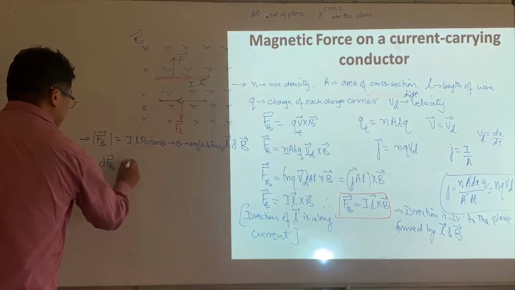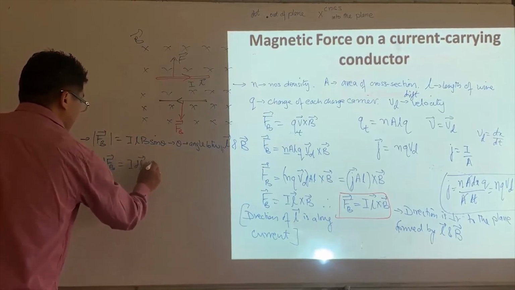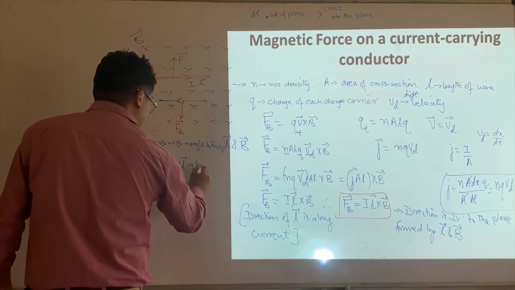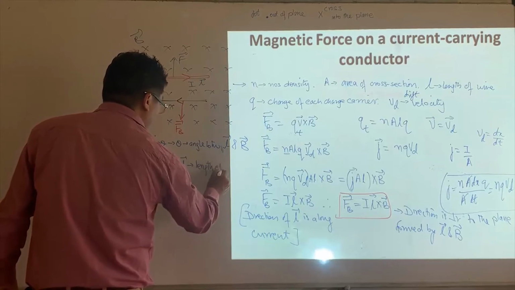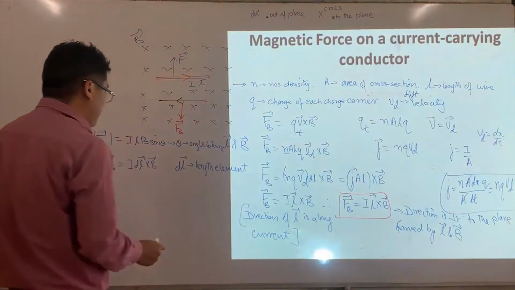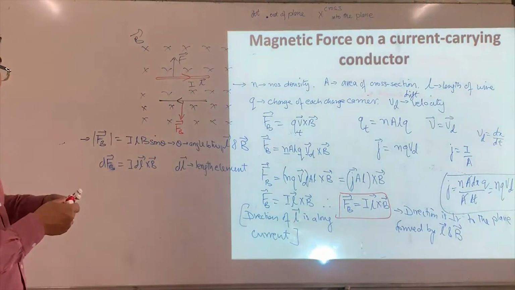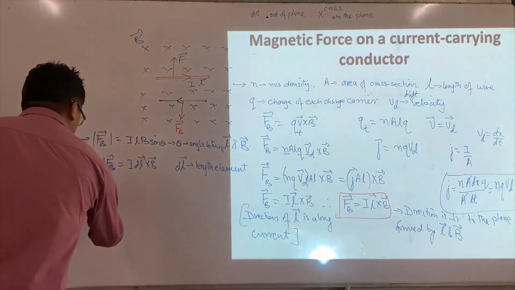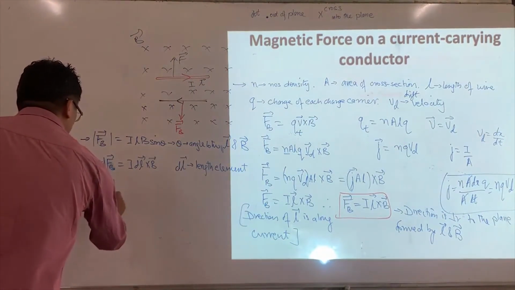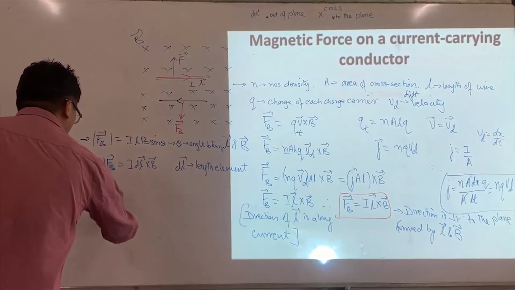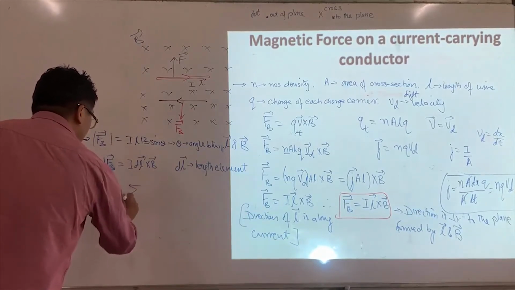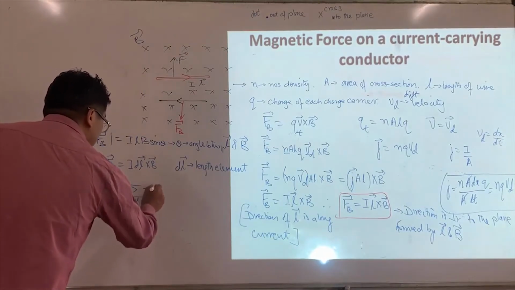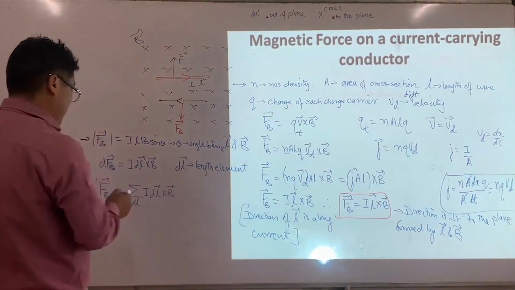All right, this is represented by DL cross B, and DL represents the length element. Length element means a small portion of length. So this is what I have. Total magnetic force can be found by summation. I just sum up all the length elements, all DL cross B.